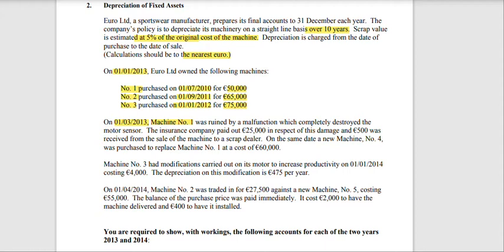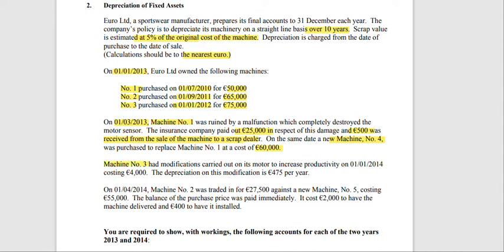On the 1st of the 3rd 2013, so dates are very important, machine number 1 was ruined by a malfunction which completely destroyed the motor sensor. The insurance company paid out 25,000 and 500 was received from the sale of machinery to a scrap dealer. On the same date, a new machine, number 4, was purchased to replace number 1 at a cost of 60,000.